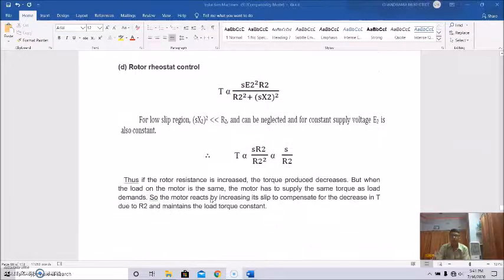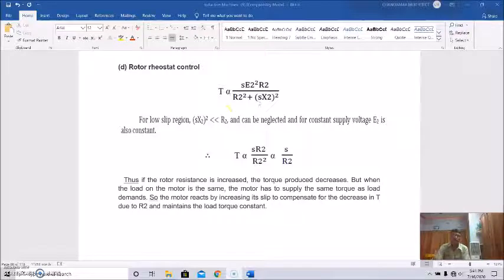As we know, from the equation of the torque of a three-phase induction motor, the expression is torque is proportional to S E2 square R2 by R2 square plus SX2 whole square. This is the output torque, and S is the slip. E2 is the induced EMF of the rotor windings, R2 is the rotor winding resistance, and SX2 is the rotor winding reactance at slip S.